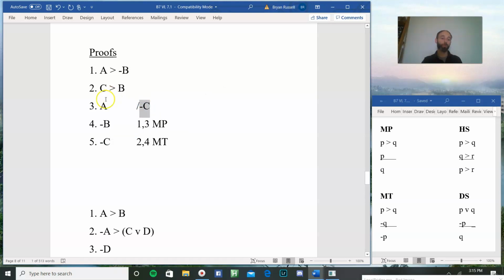So we built a roadmap from the first 3 premises, from the premises that we were given, to the conclusion in 2 steps. So once we get to the conclusion that we were trying to get to, we stop. That's the end of our proof.